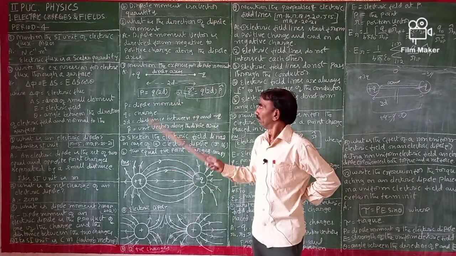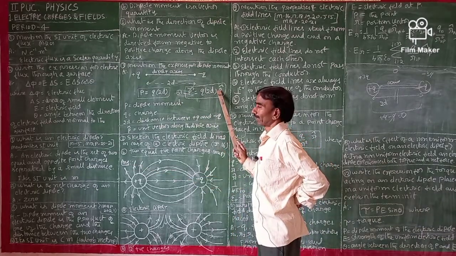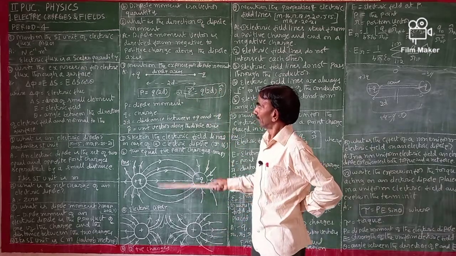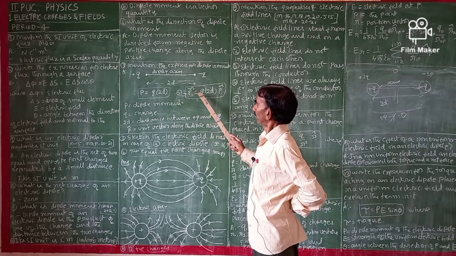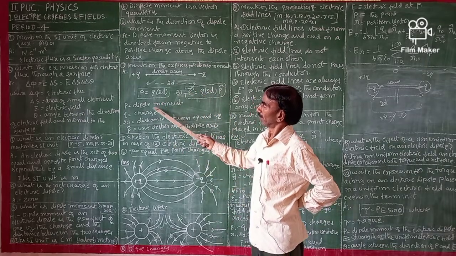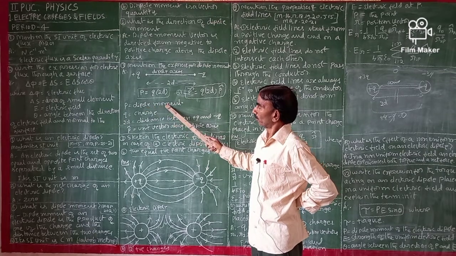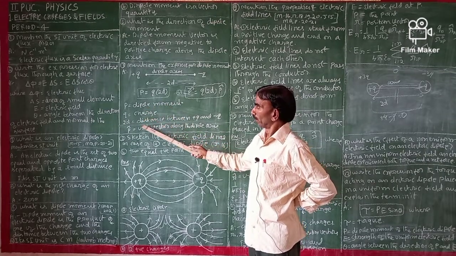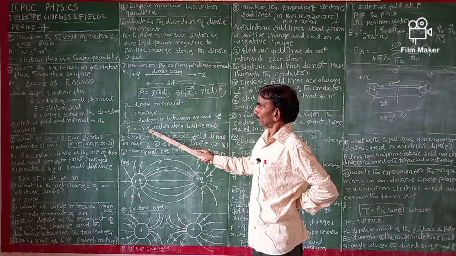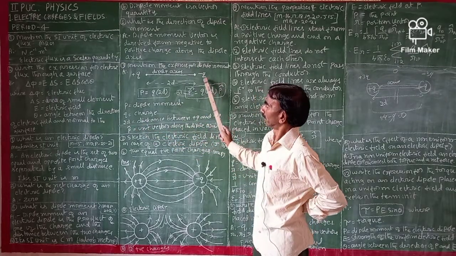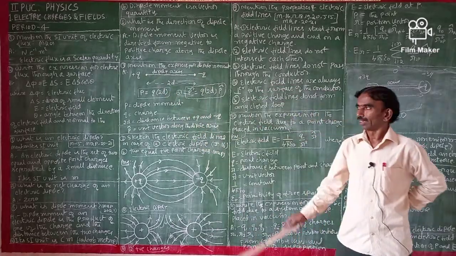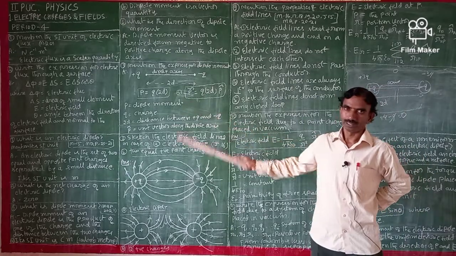In vector form, it is p vector, with unit vector p cap. So p is equal to q into 2d into p cap, where p is the dipole moment, q is the charge, 2d is the distance between plus q and minus q, and p cap is the unit vector along the dipole axis. Today I think that you understand it very well.